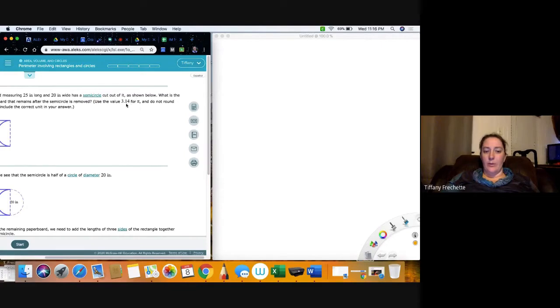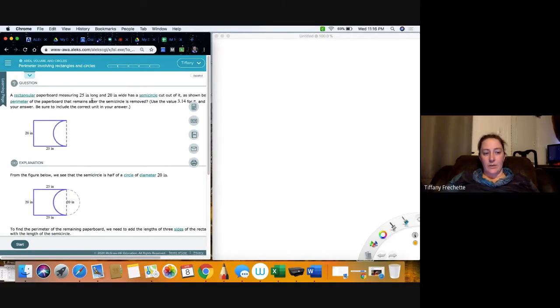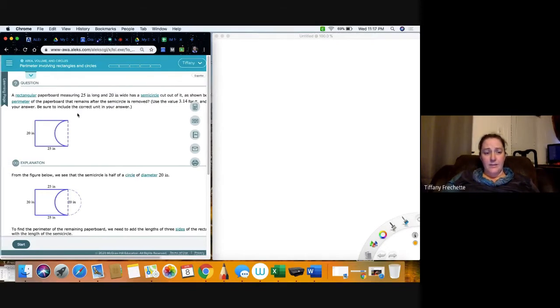And we want to use the value 3.14 for pi. Do not round your answer. Be sure to include the correct unit in your answer. All right, so first, I hope we remember perimeter just means the measurement around. And when it's a rectangle, it's super easy.